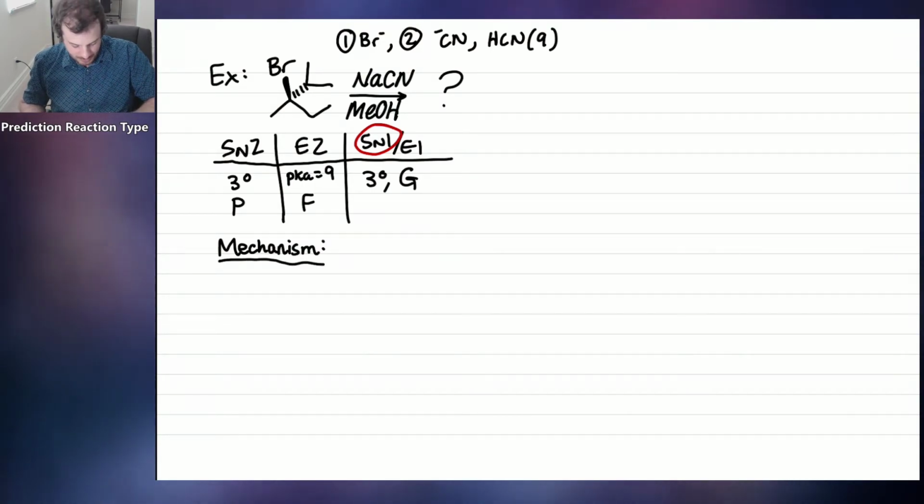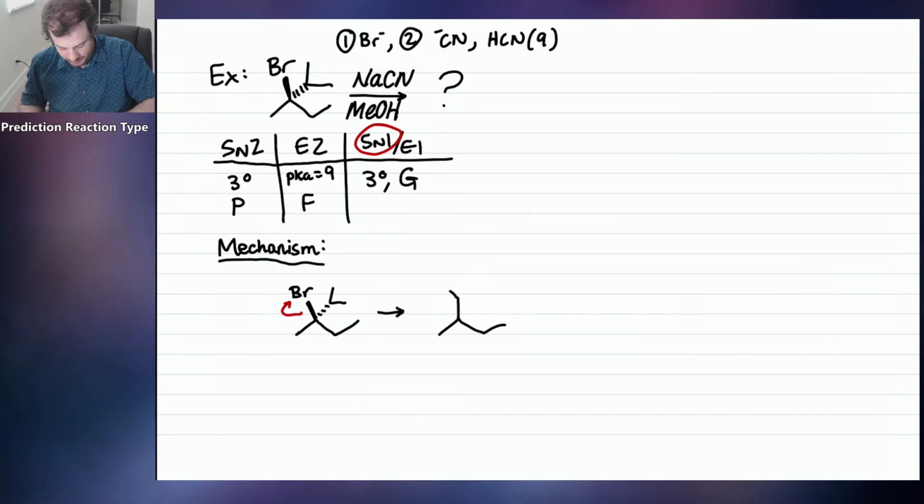Okay. The first step of an SN1 reaction is always the same. It's always dissociation of that leaving group. The leaving group is just going to get up and say, I'm out of here. And so that's exactly what it does. The bromine just leaves. When that happens, we lose the stereochemistry at that position because it's sp2 hybridized. Now, our nucleophile can come in. CN minus. Remember, methanol is just the solvent. CN minus is our nucleophile that attacks that carbocation.